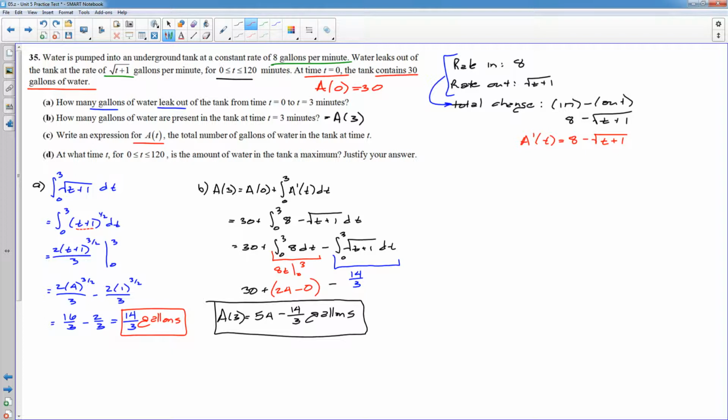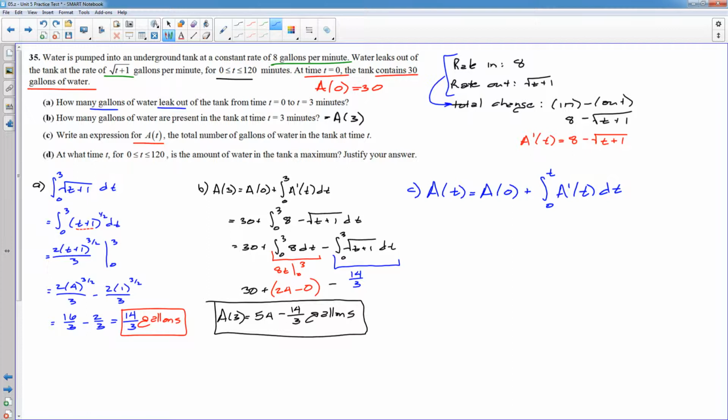Number C, I need to write an expression for A of t, the total number of gallons of water at time t. Well, we kind of just did that. Notice in B, we answered that question. We want to know the total number of gallons at time 3. Well, now it's the same question, only it's at a general time t. So it's actually going to be the same thing as part B, but A of t is going to be my initial amount plus the area from 0 to t.